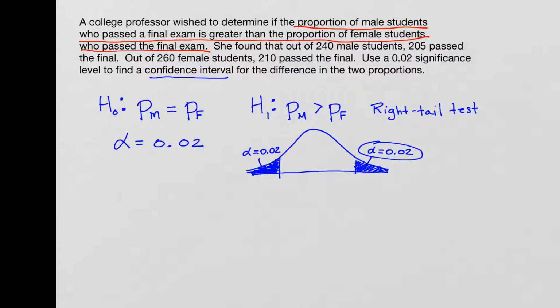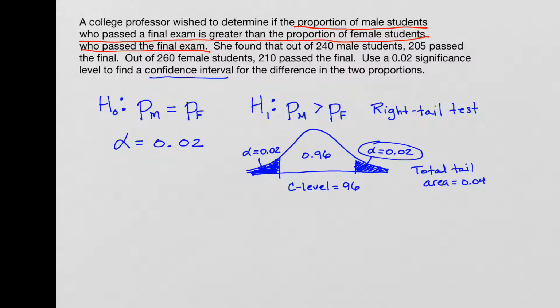So now I have a total tail area of 0.04 or 4%. And what that tells me is that that leaves 96% for the center. So 0.96 or 96%. So my confidence level is 96 or 0.96, whichever one you want to use.